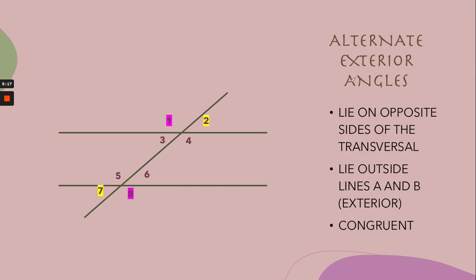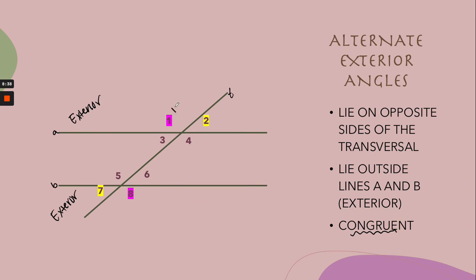Alternate exterior angles. Same thing, except they're in the exterior. So these are on opposite sides of the transversal. They're in the exterior, so that's on the outside of lines A and B. And what you need to know about these angles is that they are also congruent, meaning the same.